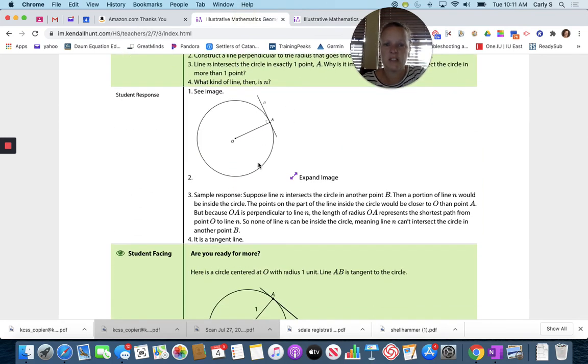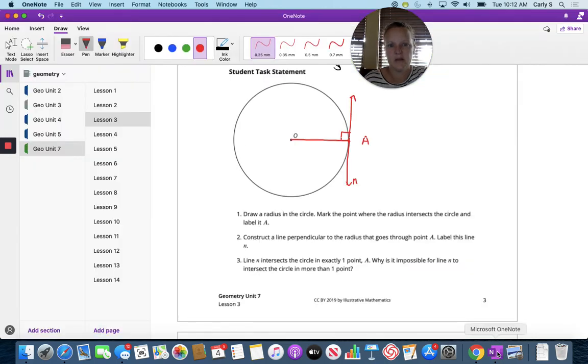Okay, so let's go right here and make sure. Theirs is drawn much nicer than mine, and one of the responses to part 3 was, suppose line N intersects the circle in another point, B, then a portion of line N would be inside the circle. So if I were to draw that, if I were to draw another radius, we'll call this A prime. If I were to draw a perpendicular line that intersected in 2 spots, say point B, it's no longer tangent.